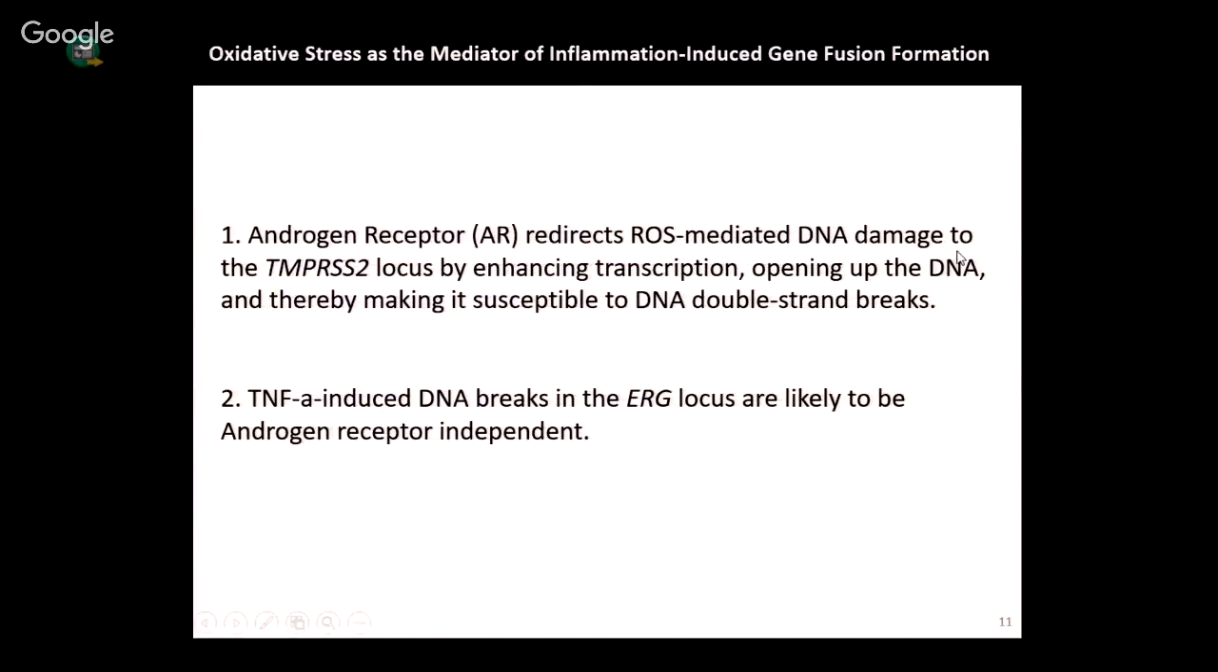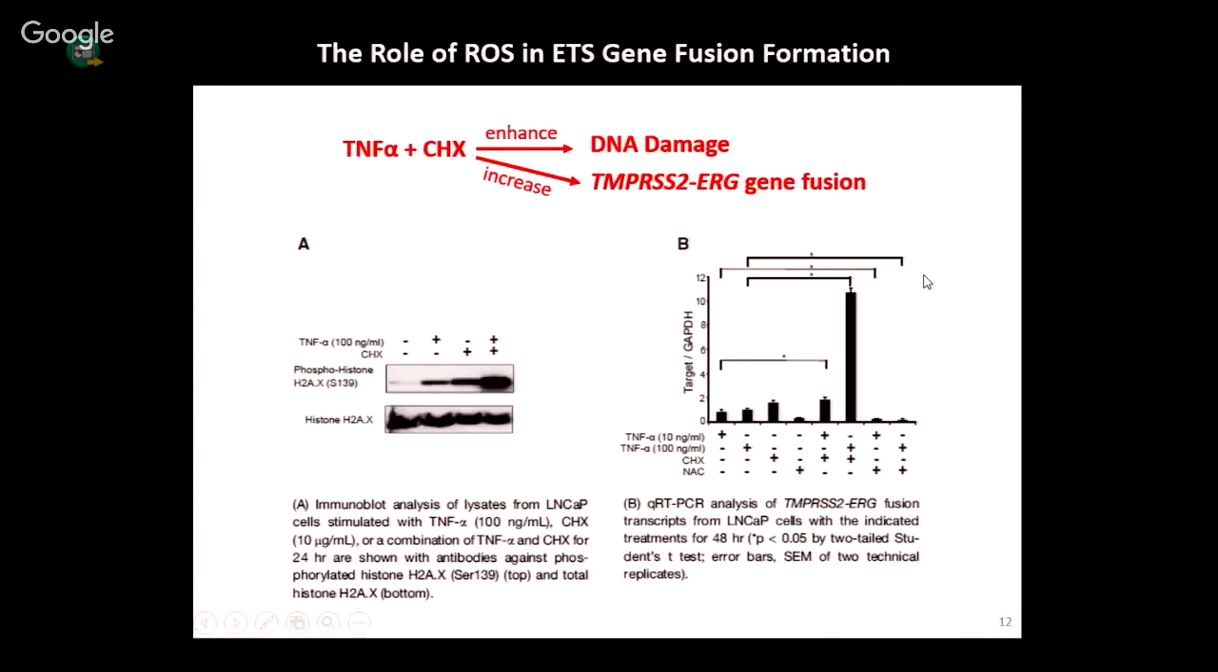And rather, they found that androgen receptor redirects ROS-mediated DNA damage to the TMPRSS2 locus by enhancing transcription, opening up the DNA, and thereby making it susceptible to DNA double-strand breaks. Second, they found that TNF-alpha-induced DNA breaks in the ERG locus are likely to be androgen receptor independent. They also do another test.